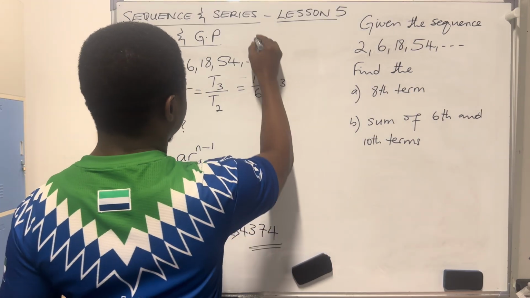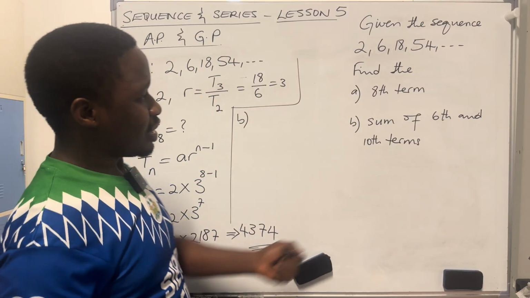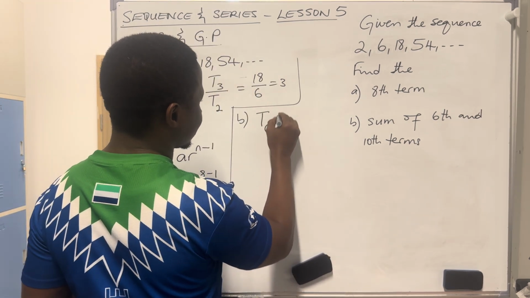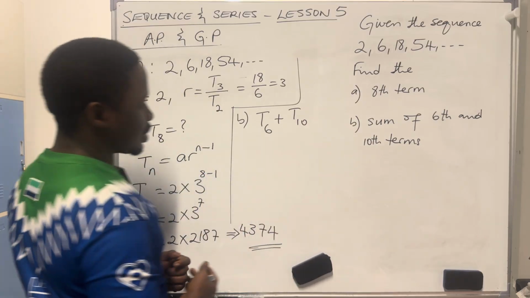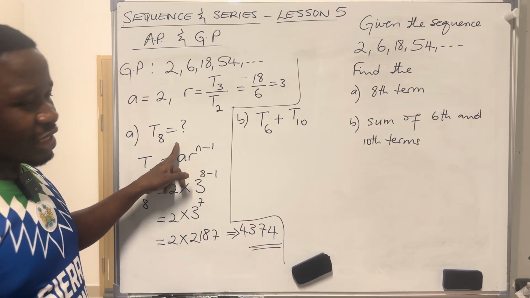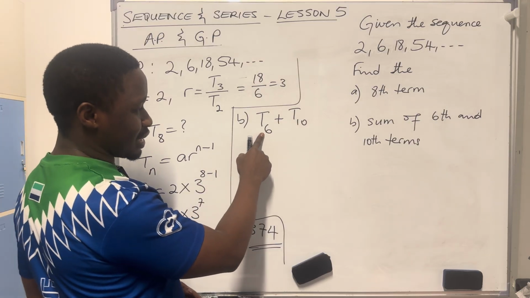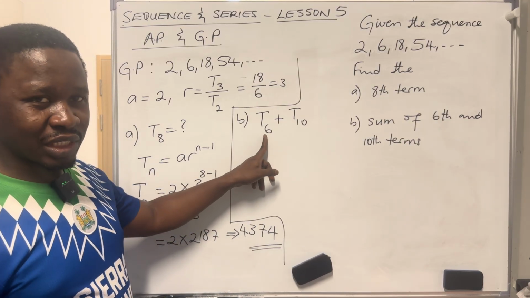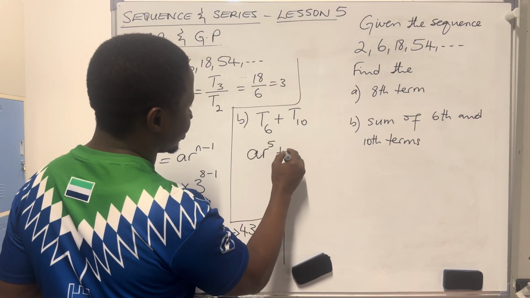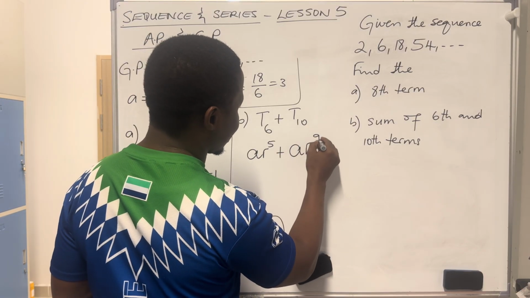So B, what do we want to find? The sum of the 6th and 10th terms. So we don't want to write the formula each time. What is the logic we apply here? We want to know about the 6th term, so say 6 minus 1, which is 5. So we say AR to the power 5. What is the 10th term? 10 minus 1 is 9. AR to the power 9.